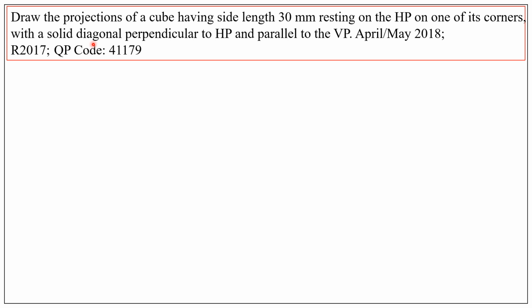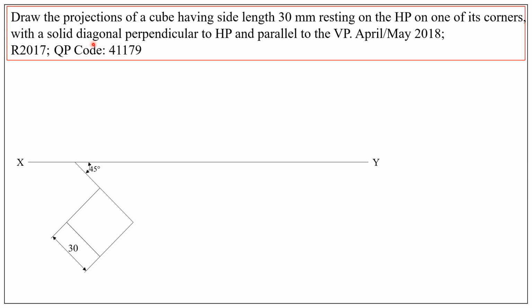So to start with, draw the XY line. Since we are going to draw the assumed top view first, draw a 45-degree line. Along this 45-degree line, construct a square which represents the top view of the cube. Your cube side is equal to 30 millimeters and it has got 8 corner points.